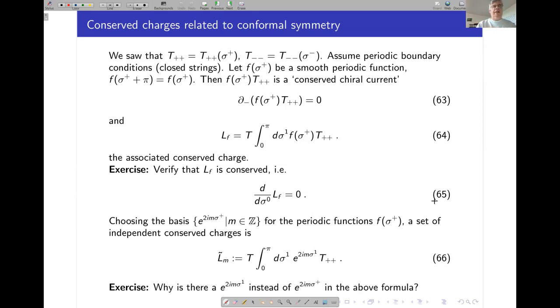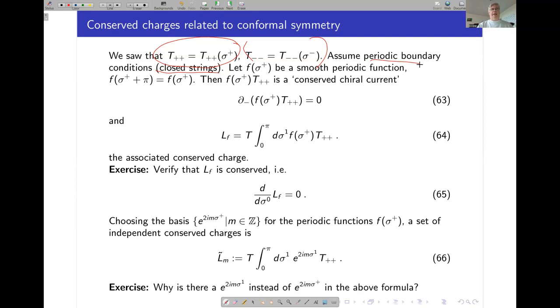The key point here is that T++ is only a function of sigma plus, and we will now, for definiteness, consider only the plus sector and ignore the minus sector. Obviously, since we have both sectors, for concreteness we take closed strings. I will briefly state the results for open strings later on. That means we have periodic boundary conditions here.